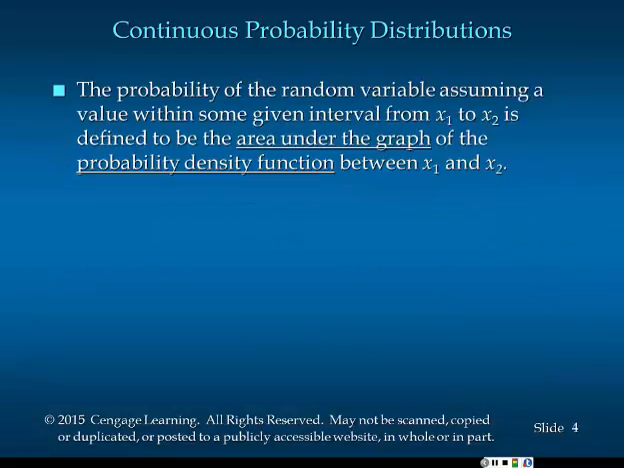So the probability of a random variable assuming a value within some given interval from x1 to x2 is defined by the area underneath the graph of the probability density function between x1 and x2. Now these probability density functions, they exist.